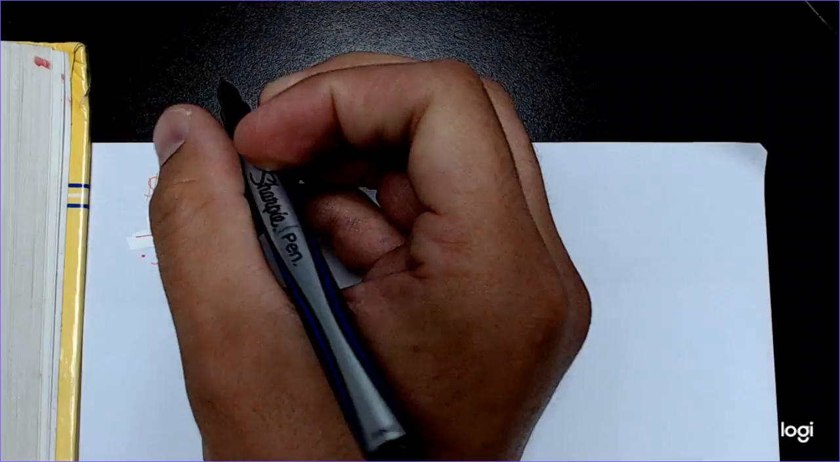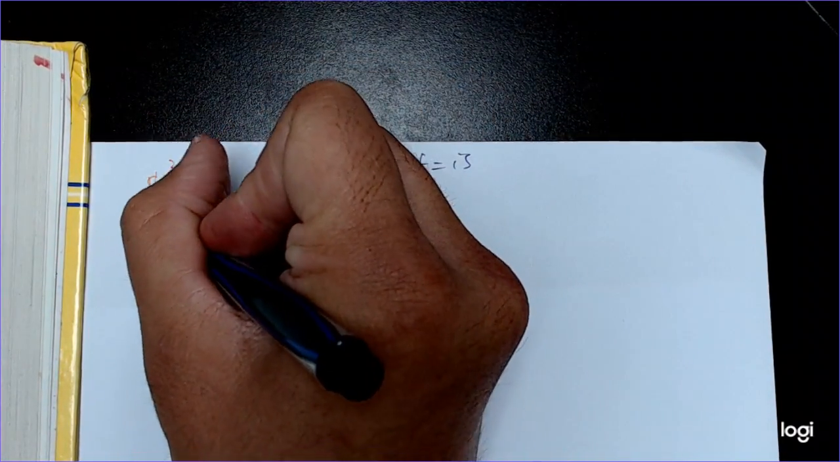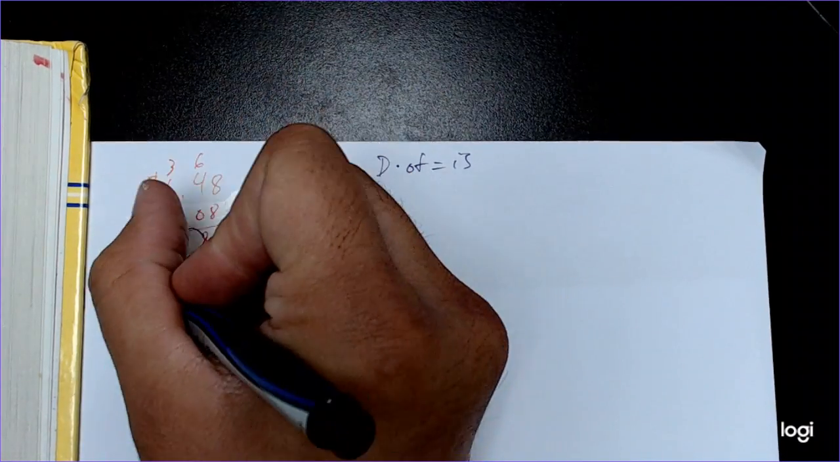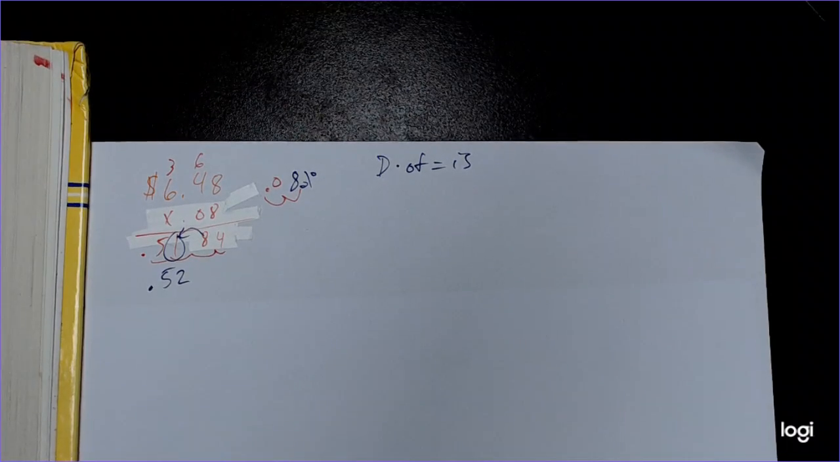So this isn't 51.84 cents. This is actually 52 cents, right? Because that 8 is going to round that up. So it's 0.52 dollars, so it's 52 cents of sales tax, right? So that's how much sales tax we're going to pay. Now, what if they wanted to find out what the total is, right?